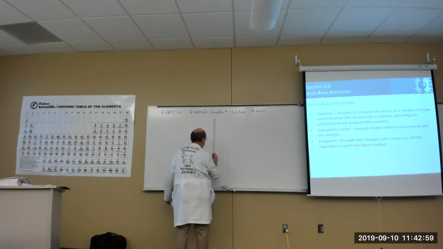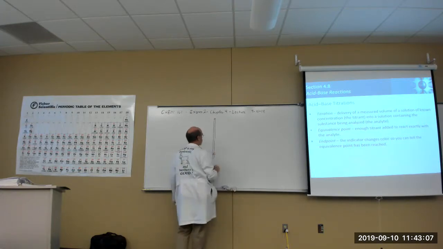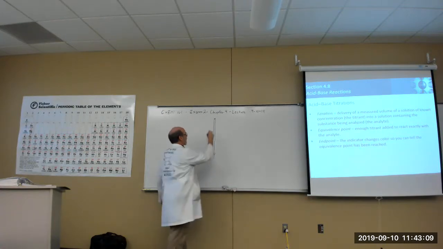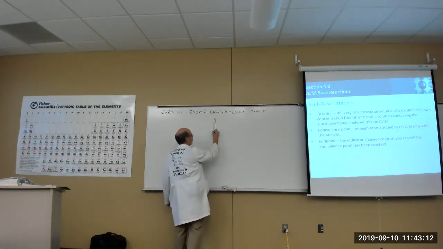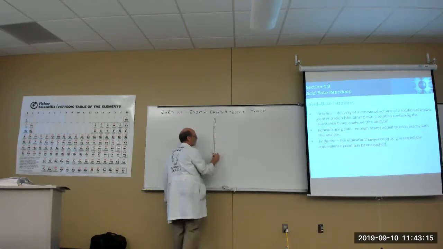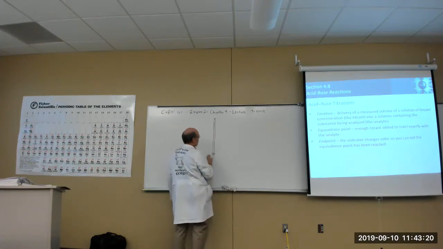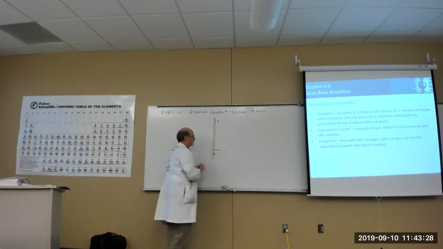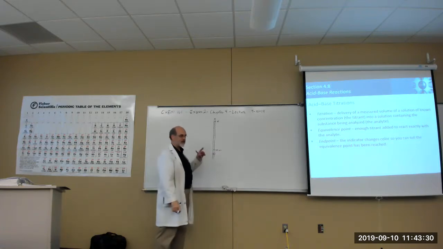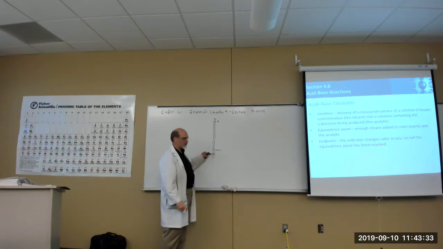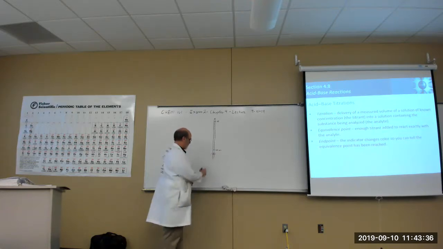What I'm drawing is a burette. It's a long, thin tube that's calibrated in milliliters and tenths of milliliters. And it starts from 0 up here and usually goes down to 50 milliliters at the bottom. So it will deliver 50 milliliters accurately by this valve control. Okay?